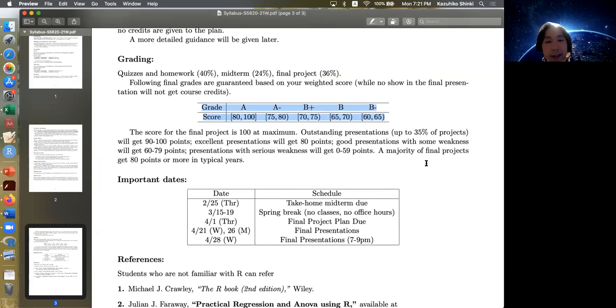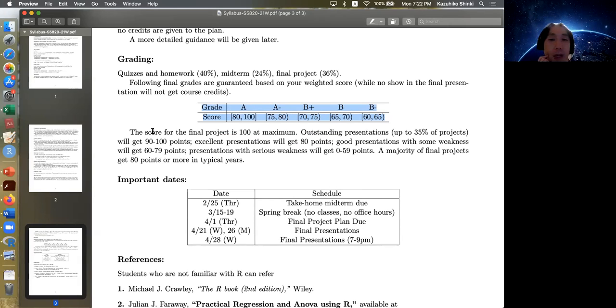The tendency of this class is that many students get an A. I think last semester maybe half of the students got an A, even more than half. But still, some students failed. So we really have a wide distribution of grades.